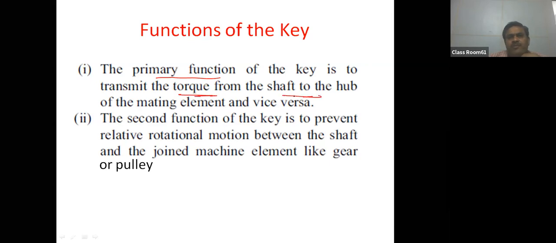Primary function of the key is to transmit the torque. And vice versa also. It can transfer the torque from shaft to the hub or hub to the shaft. Both are possible. The second function is to prevent the relative motion between the shaft and the joined machine element like gear or pulley. That is clear.